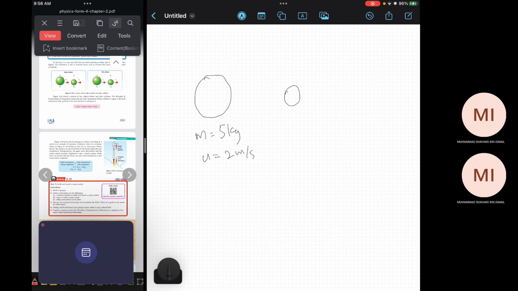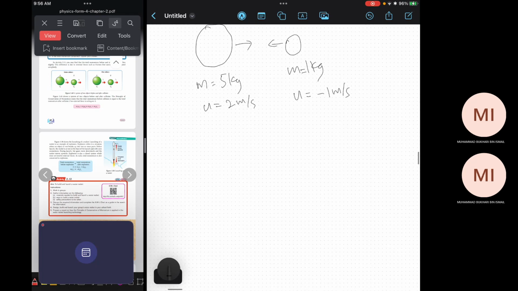Kemudian, objek ini, the second object, let's say mass is 1 kilogram. Smaller, right? And then, this object move also with velocity U equals negative 1 meter per second. Kenapa negatif? Negatif maksudnya dia bergerak dalam opposite direction. Kalau yang first tadi this direction, so the second object move in opposite direction. Okay, boleh faham? Jadi kita nak tahu lepas dia melanggar apa jadi.